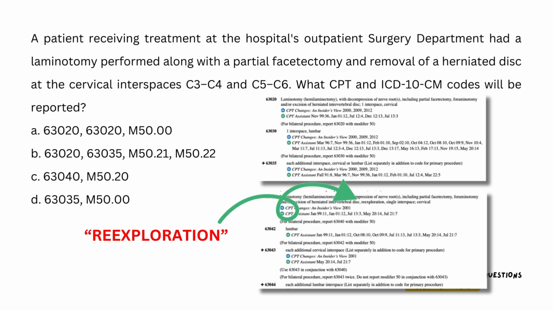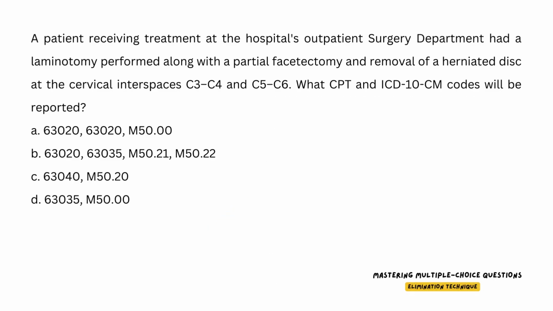Procedure codes 63020 to 63035 represent a first decompression attempt, while codes 63040 to 63044 intimate that there has been a previous decompression procedure and that today's attempt is a subsequent one. In the narrative, we do not find the word re-exploration, nor can we find any word or words that would somehow hint that this is anything other than a first attempt. As such, letter C with code 63040 is eliminated first.